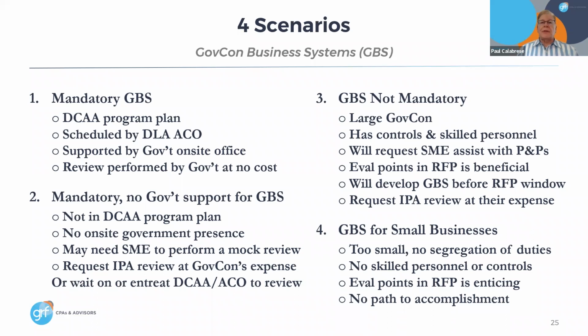And then we get to small business, which really is the remainder of the discussion, and we'll go quickly. They basically don't have the segregation of duties. Steve laid out a great case: 4 or 5 people, 10, 20, still not enough in the purchasing and estimating areas where you're going to need a lot of people. It's not just a person doing contract management. It may be a whole group of people. And so you don't have the resource, the people, the controls. The evaluation points are enticing, but maybe no path to accomplishment. So let's go to the next slide.